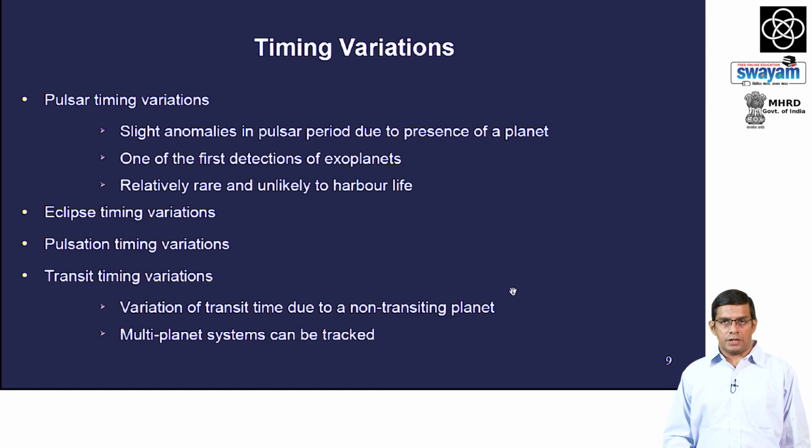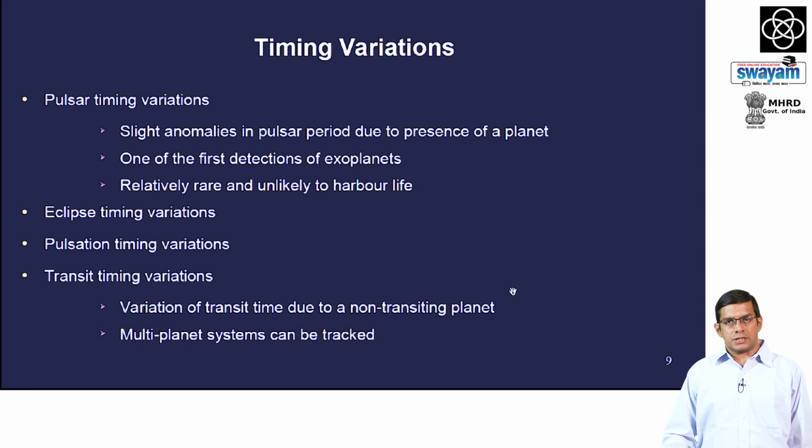Second, eclipse timing variations. When we have eclipsing binary stars, we can measure their eclipses very precisely, and if one of the stars has a planet around it, then the timing of the eclipses is slightly changed due to the presence of the planet, and by measuring this we can detect the presence of a planet.